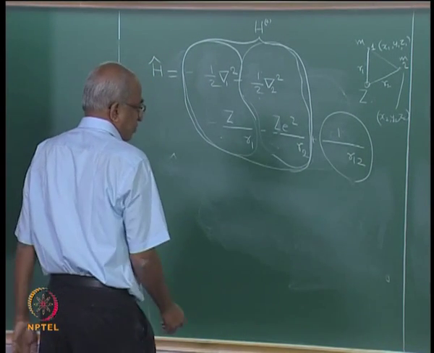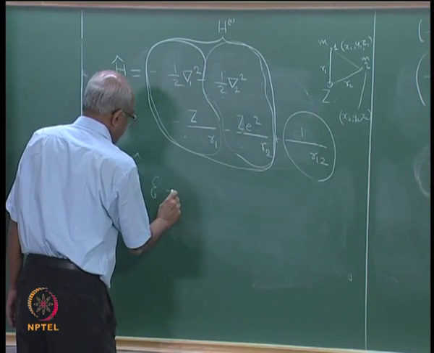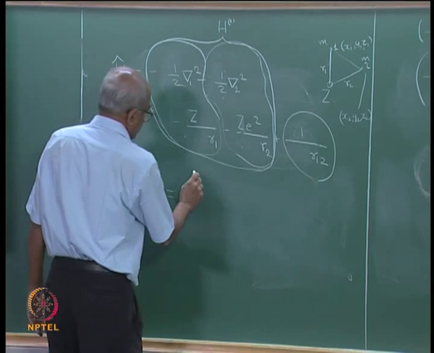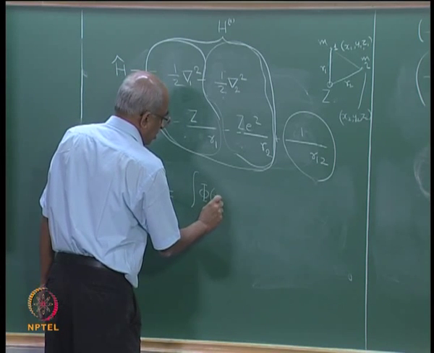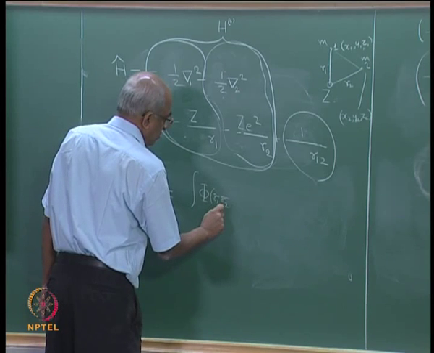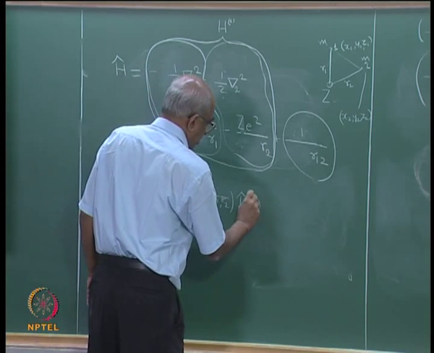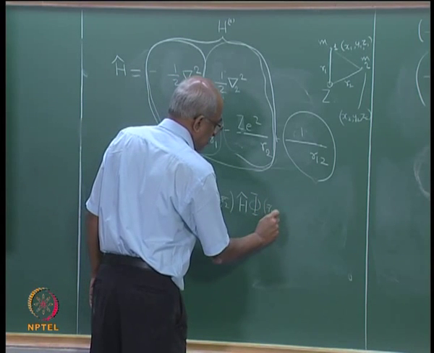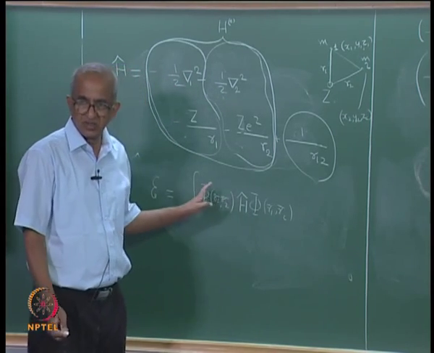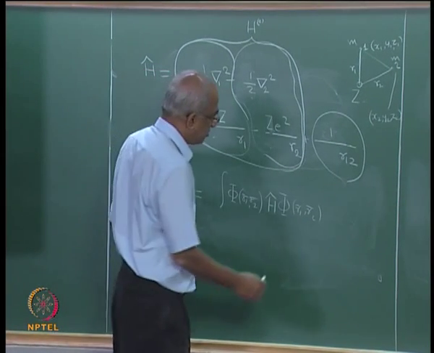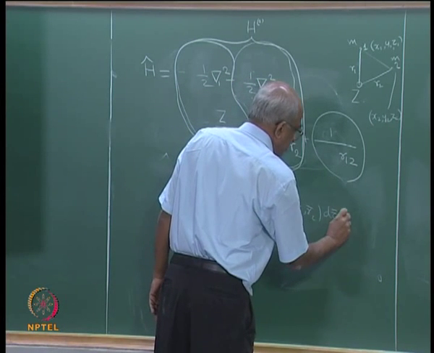So, as I have told you, I would have script E. What will be the definition of it? It is going to be equal to the integral of phi of R1 R2, H, phi of R1 R2. I am being explicit, note that I have used a capital phi, because this is a function that depends upon R1 and R2, and then you will have to integrate over the entire space, d tau 1 and d tau 2.